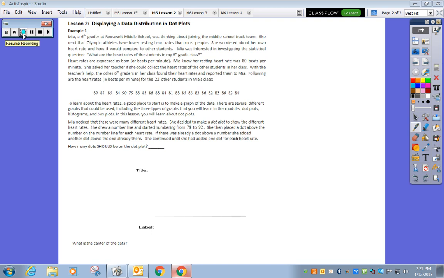In Lesson 2, we are going to be looking at displaying data in dot plots. So you may have seen dot plots before, and we'll see what one looks like soon so that you can see if you remember them.